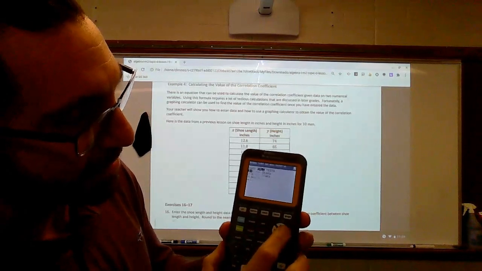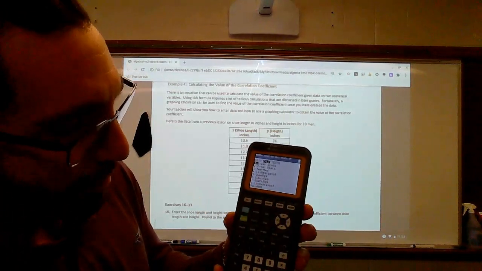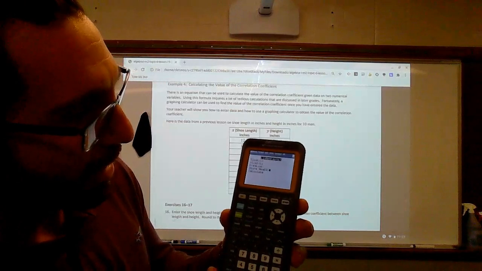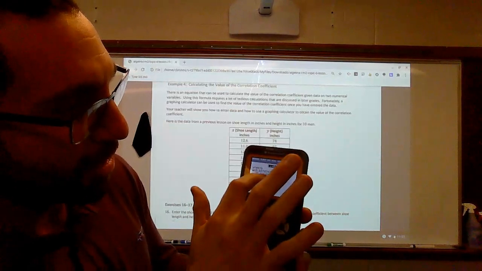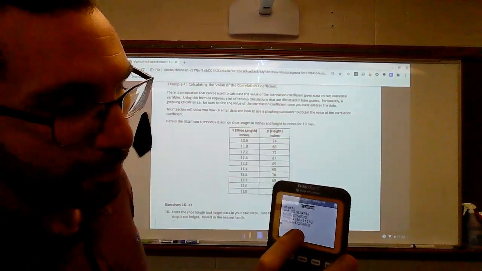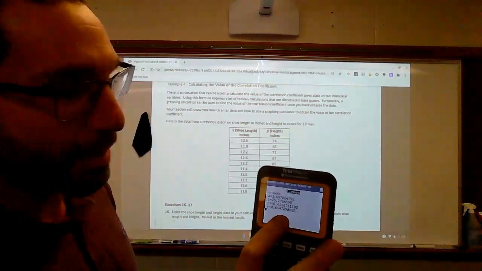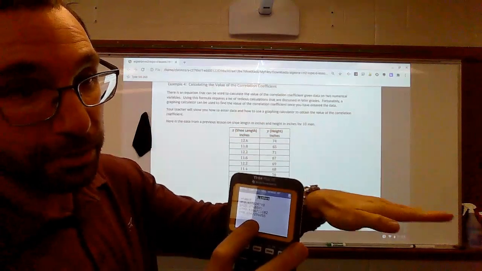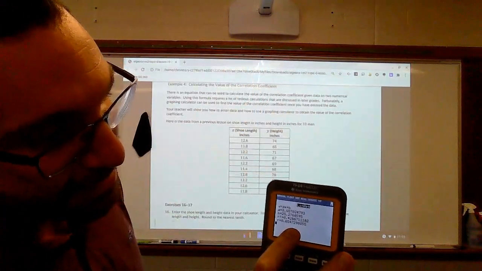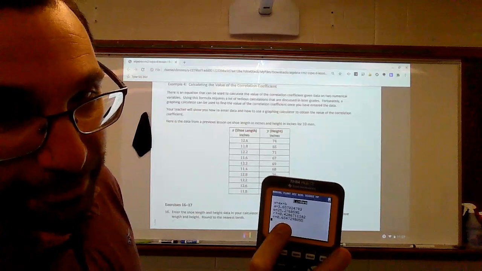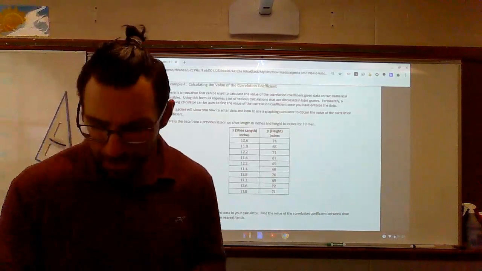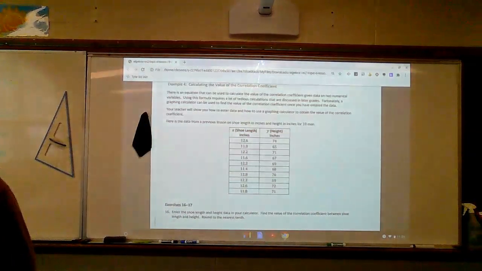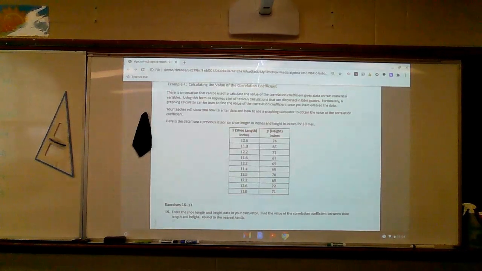Because now when I go to stat and I calculate, and I'm going to go to my linear regression, I press enter, it gives me not only my numbers, but my R value. It's saying that the correlation coefficient for the shoe sizes, as my shoes are bigger, my height's taller, it's saying that it's about 0.65. 0.65 is close-ish to 1. It's not a perfect 1, but it's close to 1.